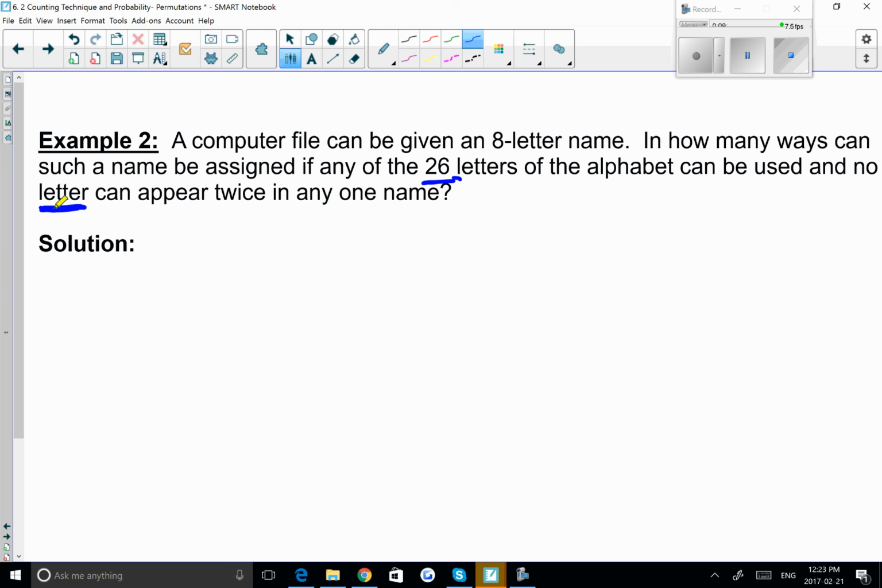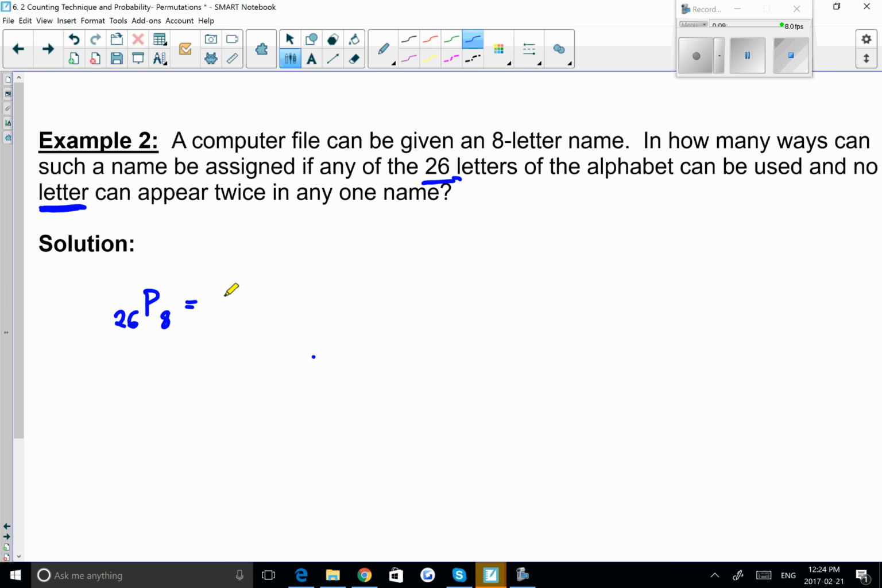So let's think about this. We have 26 letters and we're trying to choose 8. So now the order is important because we're actually assigning a name. If you mix up letters, you'd have a totally different file name. So 26 permute 8. Okay.